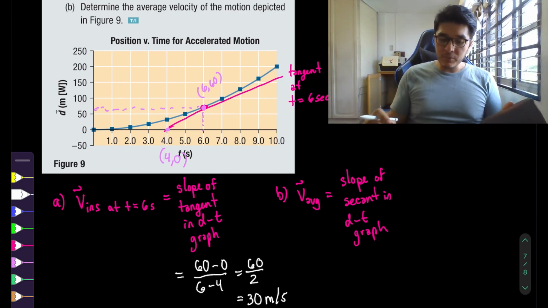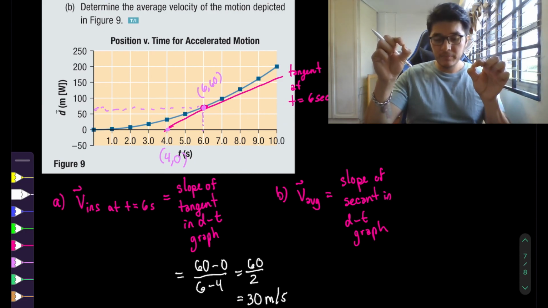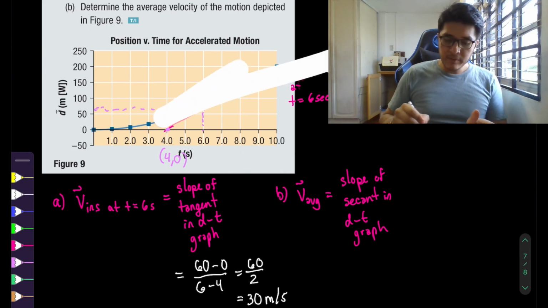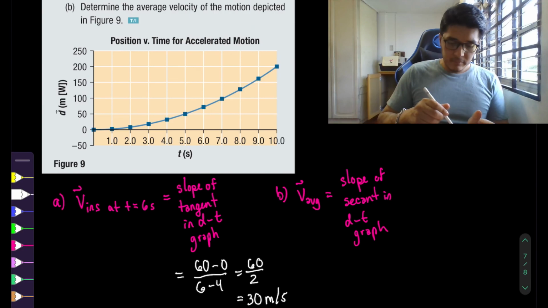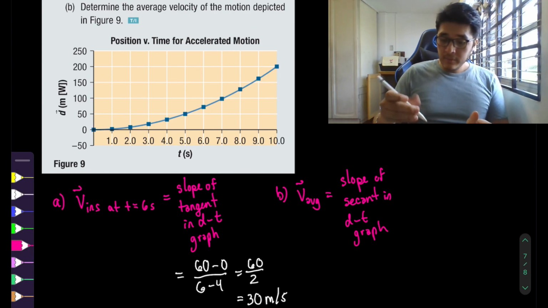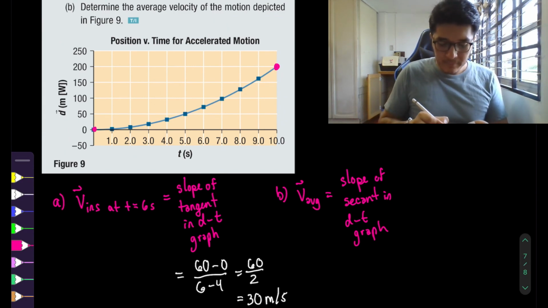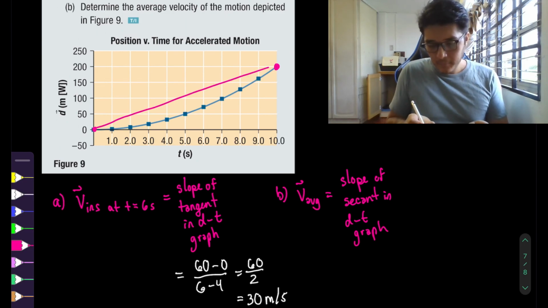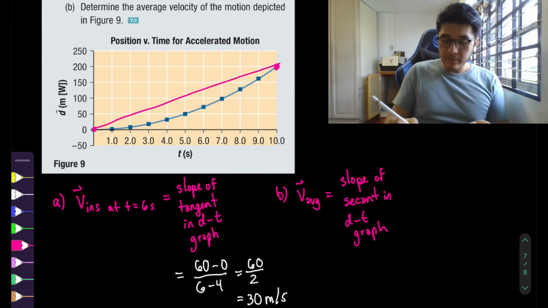Now for the average one, they're asking us to calculate the slope of the secant line. So we need to draw the secant line, which is the line that connects 2 points on the graph. So I'm just going to erase this to make it clear. Now, for the secant, you want to draw a line connecting the 2 endpoints, so from the beginning to the end, because the secant looks at a time interval. So this is the secant line.